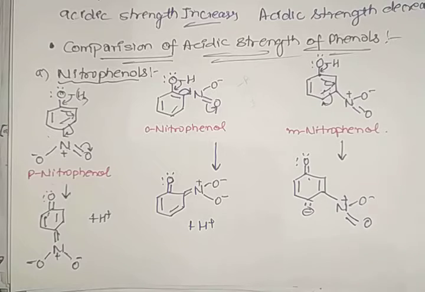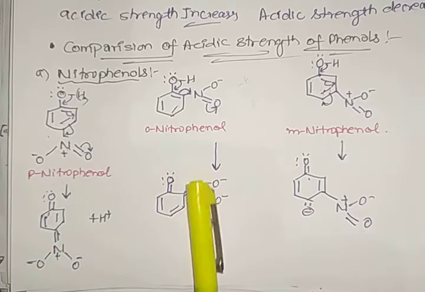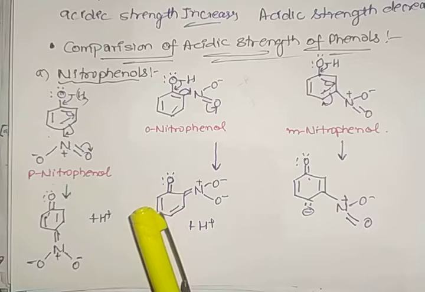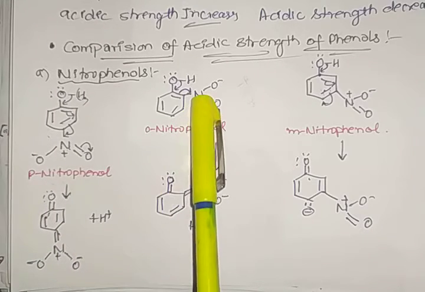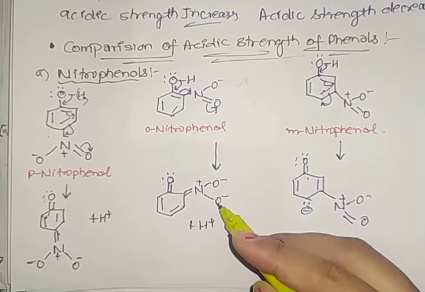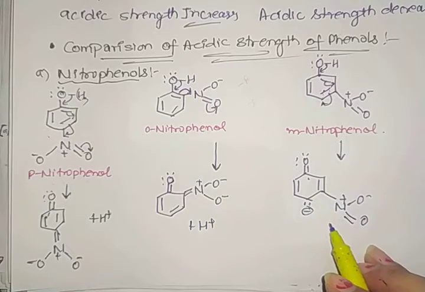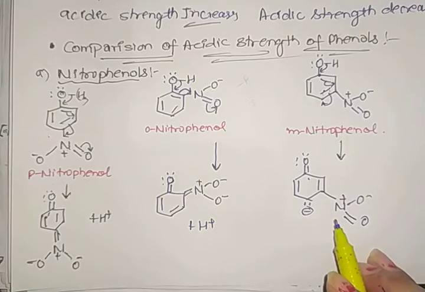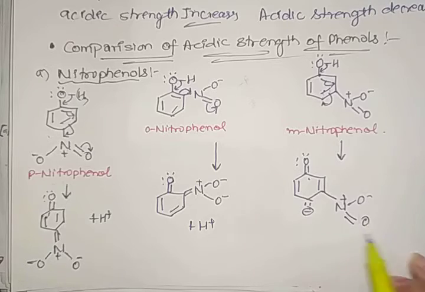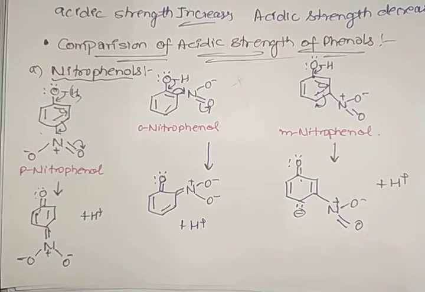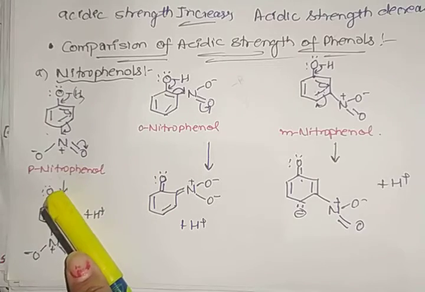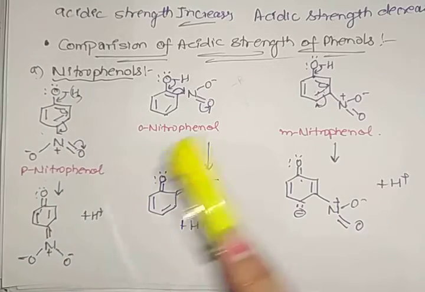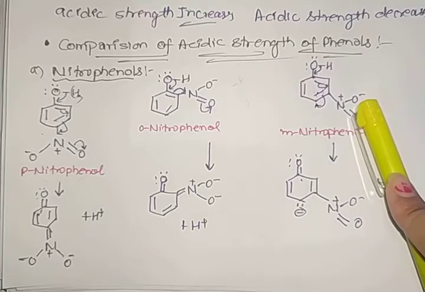So we can say that NO2 at ortho and para position is in conjugation, and this conjugation is up to oxygen. As you can see, these electrons come towards oxygen, but in case of meta there is no conjugation possible up to oxygen. So we can see that ortho and para isomers, or we can say nitrophenols, are more acidic than that of meta, clear.